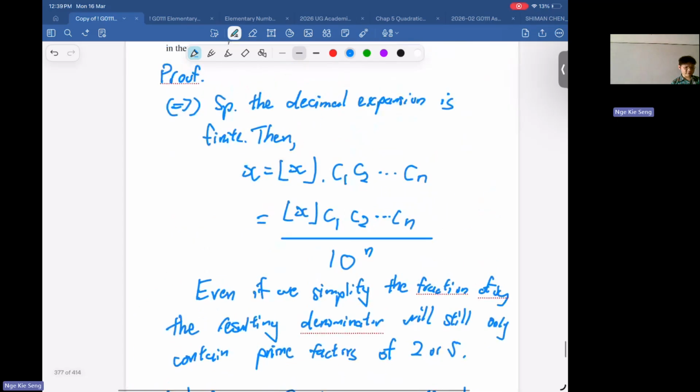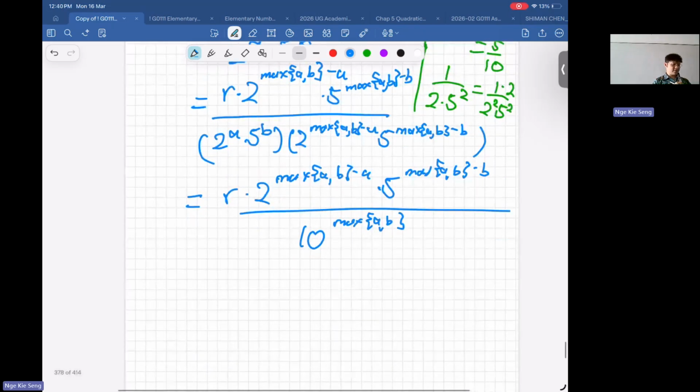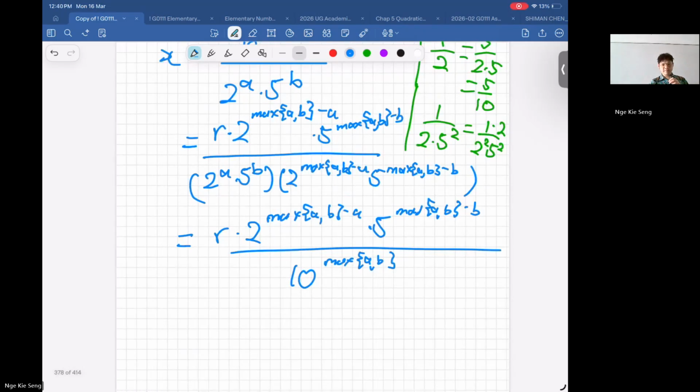Or should I show you this? Your finite decimal expression, and you divide by some power of 10. Because this power of 10 is finite, so it's a finite decimal. Okay, so far so good.